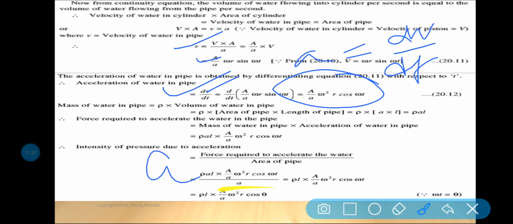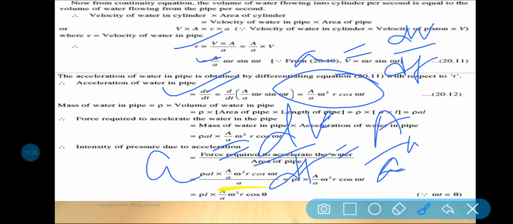Acceleration of water in the pipe is equal to dv by dt, small v by dt, and it is equal to A by a omega square r cos omega t, where A is the cross sectional area of the cylinder, small a is the cross sectional area of the pipe, it may be suction or delivery pipe, omega is the rotational speed of the crank, r is the radius of the crank, and t is the time.